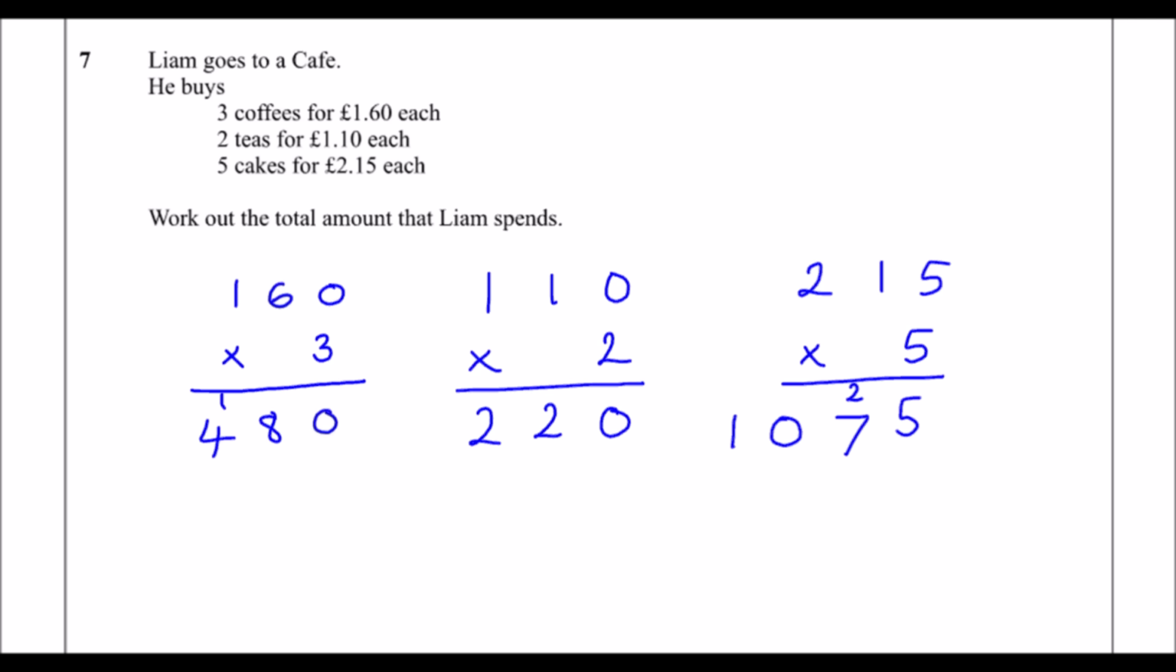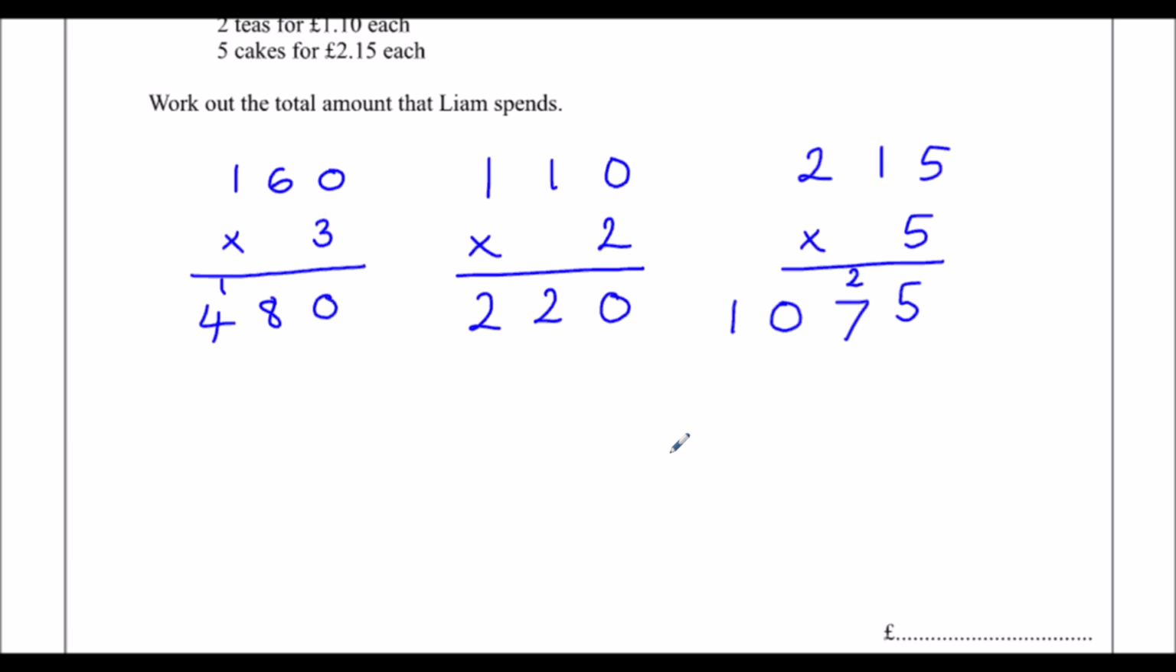So what's the total amount? We need to add these up. So we've got £10.75, £4.80, and £2.20 all added together.